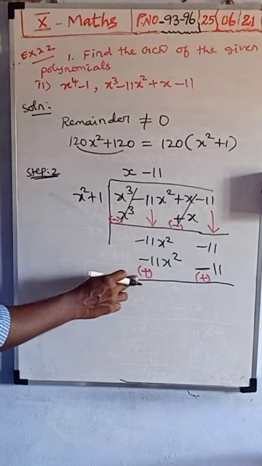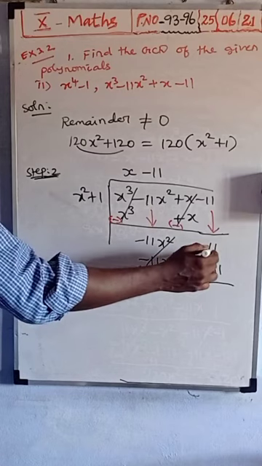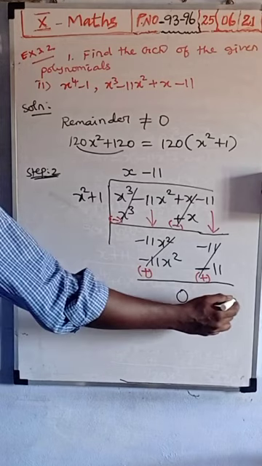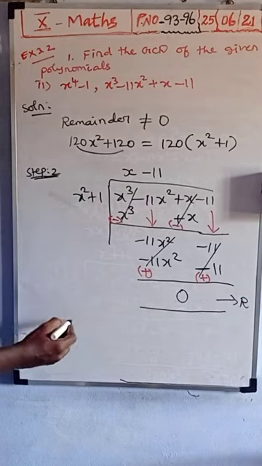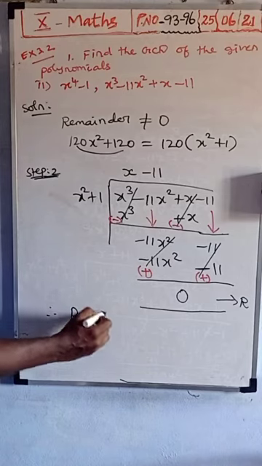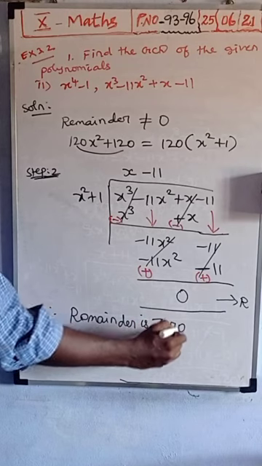After changing the sign, we only need to consider that minus 11x squared and plus 11x squared cancel. Minus 11 plus 11 gets cancelled, so the answer is 0. Therefore the remainder is 0. So here we received the remainder as 0.